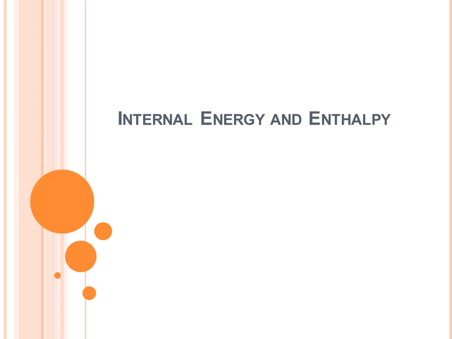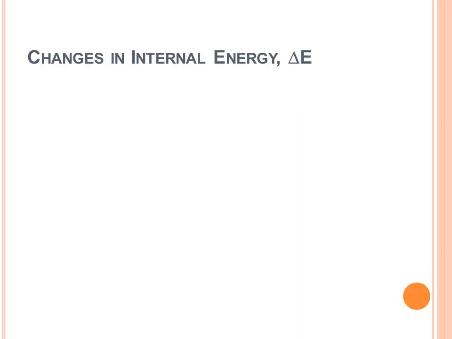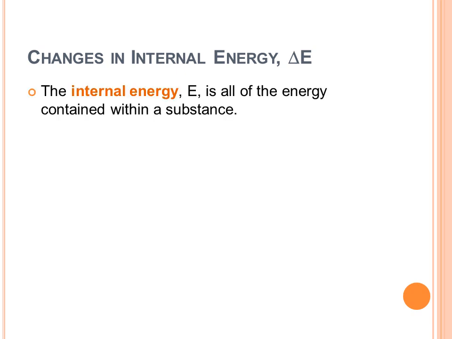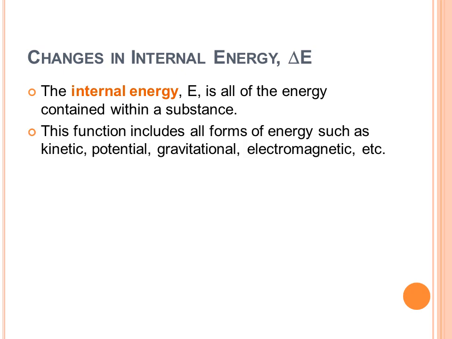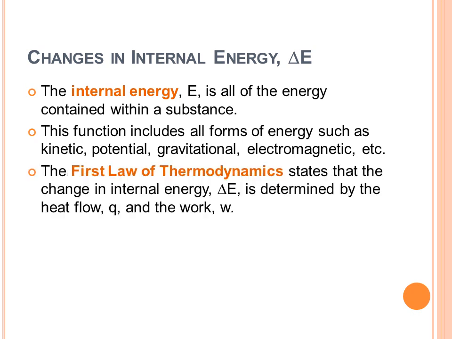This is a presentation on internal energy and its relationship to enthalpy. So let's look at changes in internal energy, or delta E. The internal energy, or E, is all of the energy contained within a substance or a particular system. The function includes all forms of energy such as kinetic, potential, gravitational, electromagnetic, and so on and so forth.